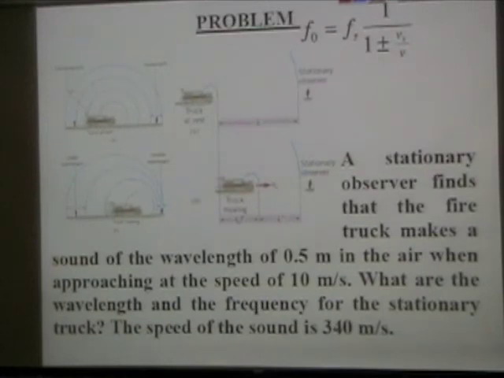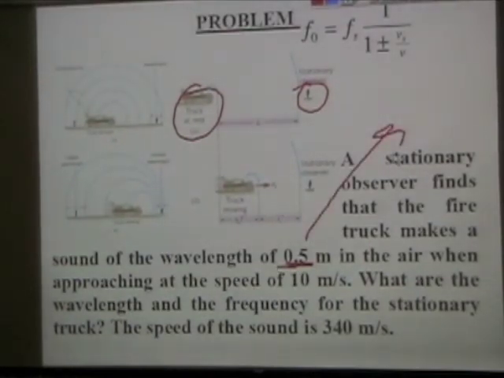Well, I'm just going to read this. So, again, same observer, same truck, but now the truck is moving. And now the observer experiences the sound and measures the wavelength 0.5 meter. The most important question now: if the truck was stationary, would the wavelength of the sound be 0.5, or would it be different? It would be different. This is the wavelength for a stationary case. This is the wavelength for a moving source. So this 0.5 is not this one. This is supposed to be maybe 0.5 something, maybe 0.6, a little bit larger.